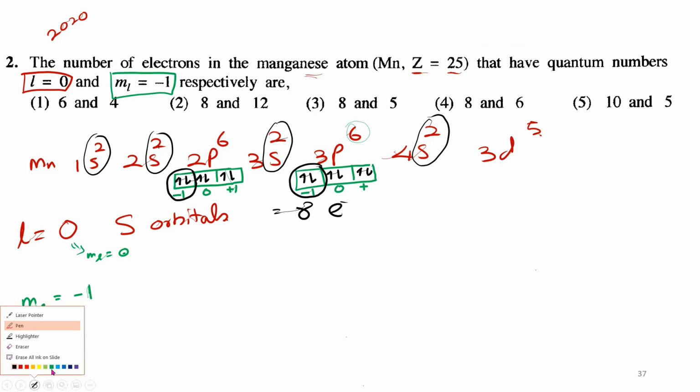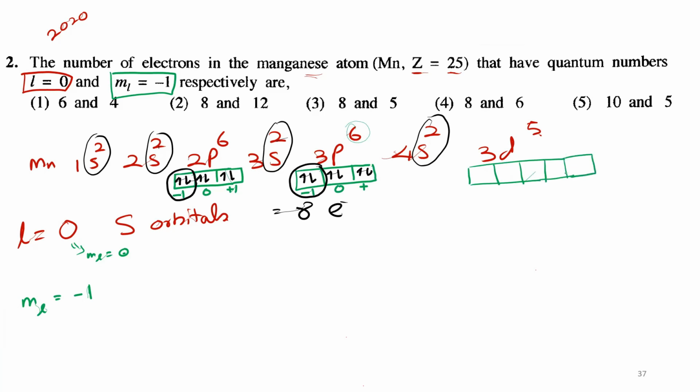And is there anything else? What about d? This is minus 2, minus 1, 0, plus 1, plus 2. And you have 5 d electrons. That's 1, 2, 3, 4, 5. So in minus 1, you again have an electron there. So what is the total number of electrons with ML equal to minus 1? You have 2, 4, 5. You have a 5. So in s orbitals, you have 8, and with ML minus 1, 5.